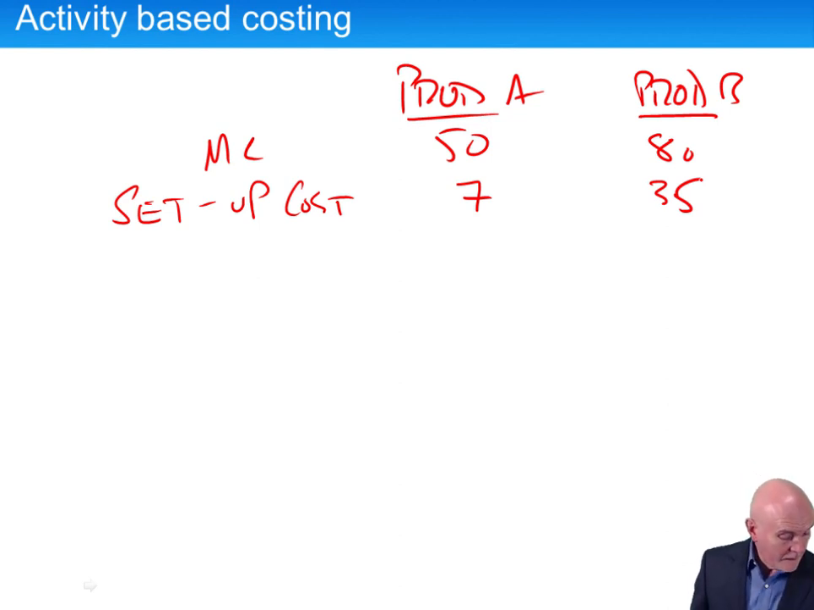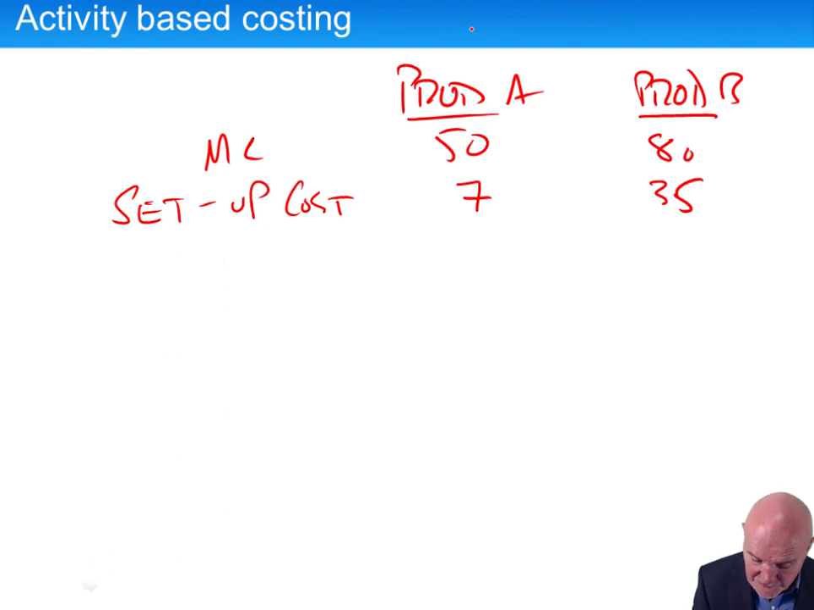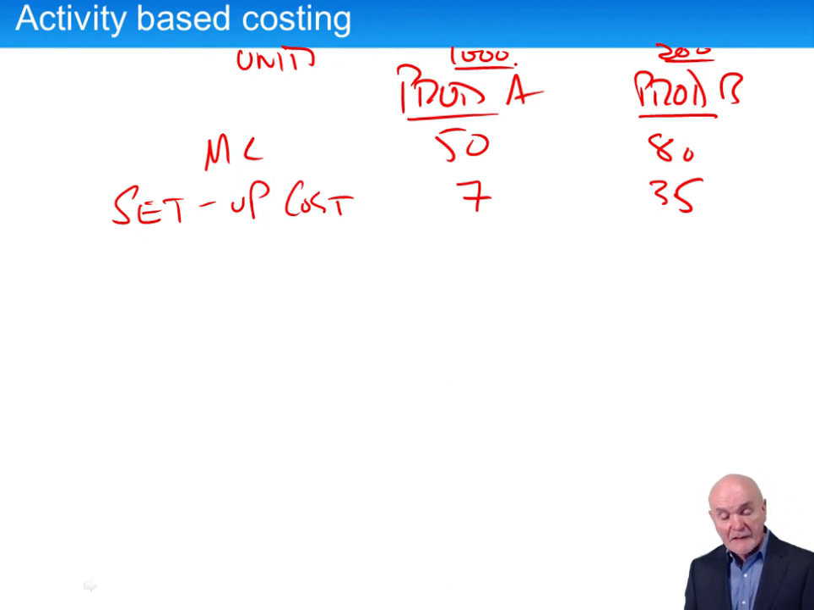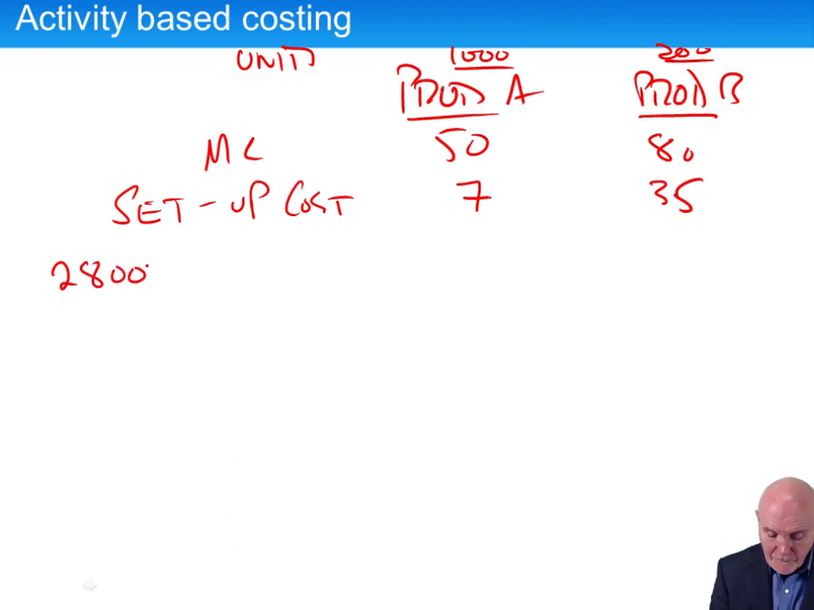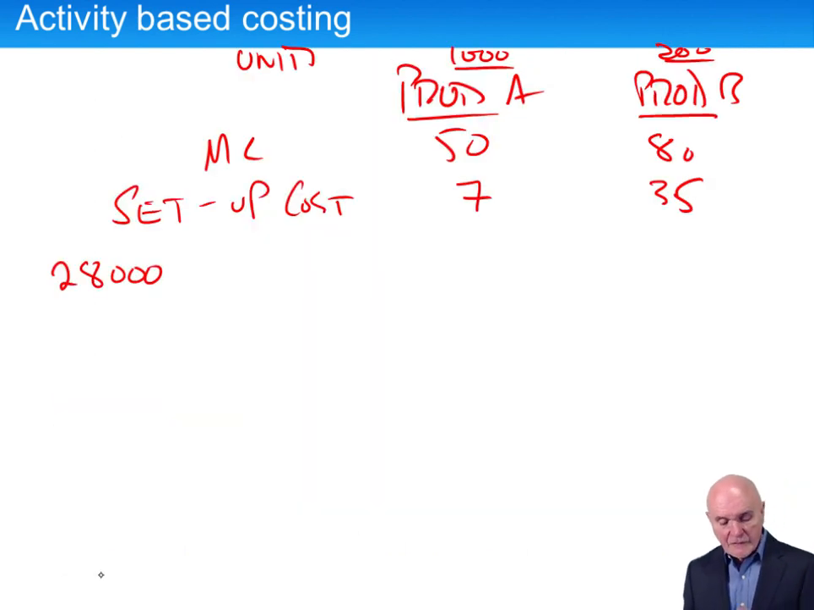And we know that the total number of units we're producing was 1,200. So let's just put the units up here as well. So the number of units was 1,200. We might need that later. What about the other costs? The total other costs came to 28,000. And we're told that each unit of B takes twice as long to make as a unit of A. So what we have to do is to kind of divide it.